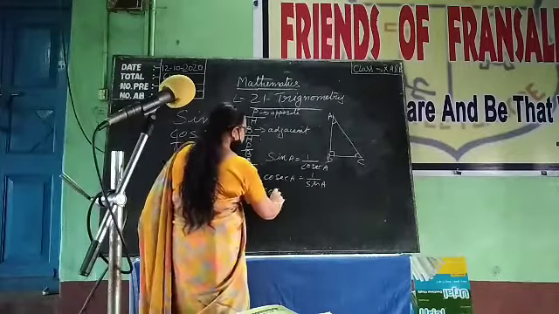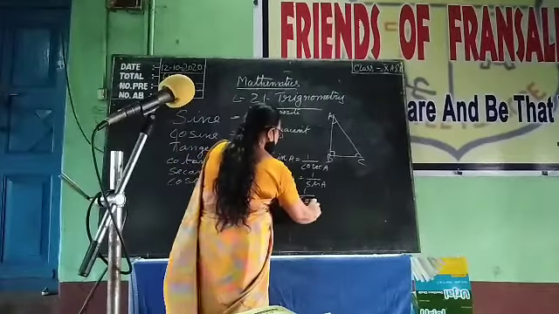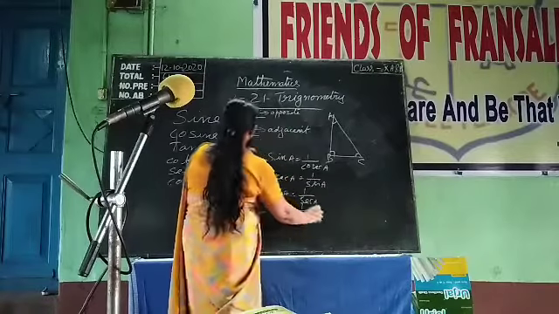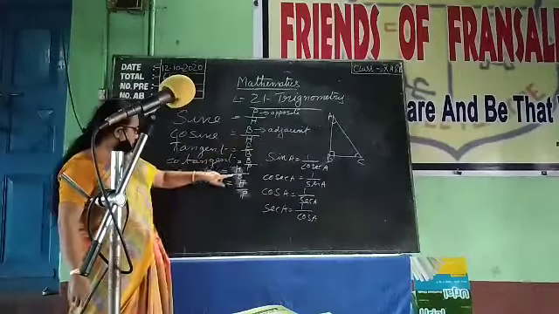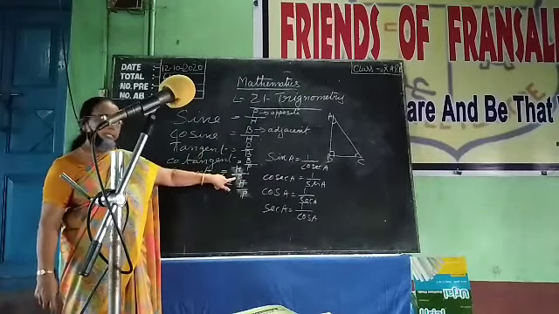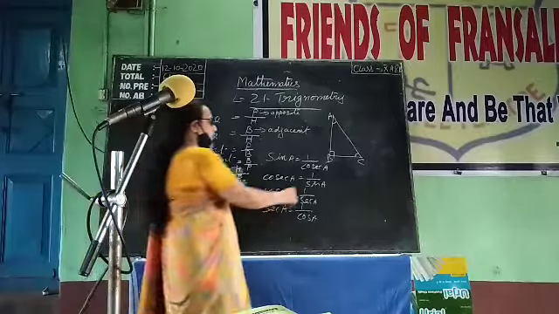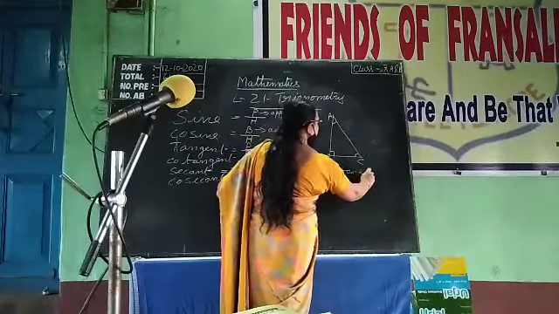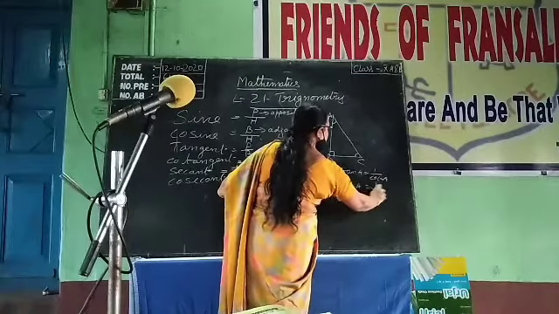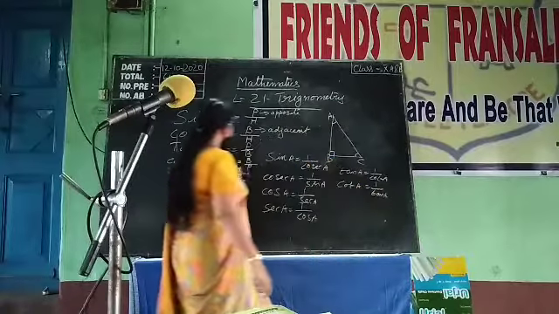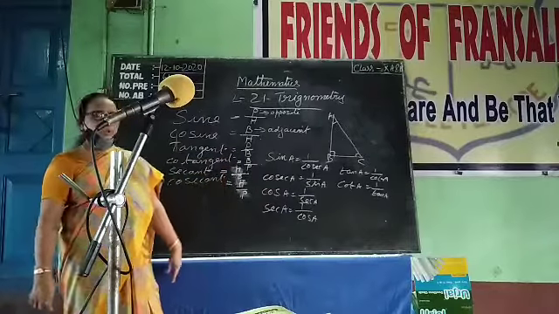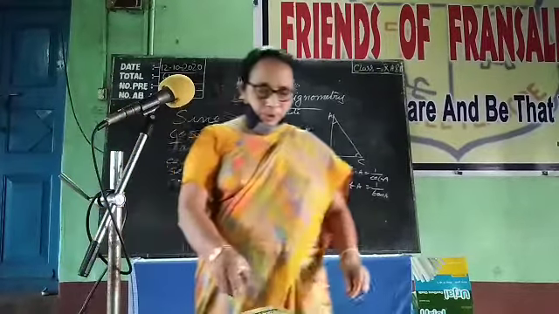In the same way we learned cos A is equal to 1 by secant A, and secant A is equal to 1 by cos A. Cos A is base by hypotenuse, and secant A is equal to hypotenuse by base. So cos A is 1 by secant, and secant A is equal to 1 by cos. Also tan is equal to 1 by cot, and cot A is equal to 1 by tan. Tan is equal to perpendicular by base, and cot is equal to base by perpendicular. So that also will be called the reciprocal relation.